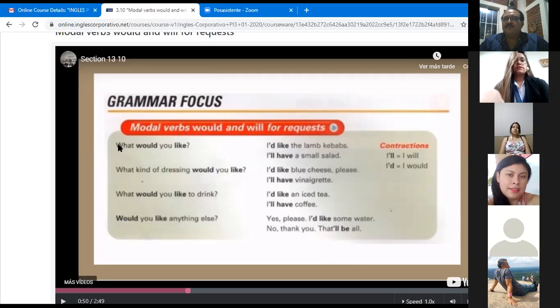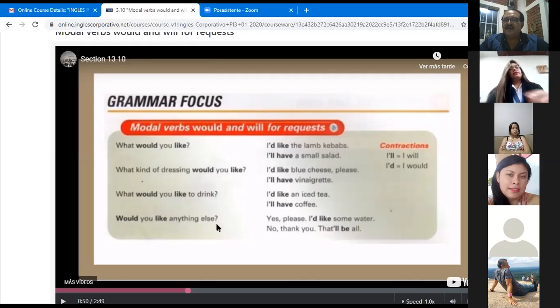Say, for example, what would you like? What kind of dressing would you like? Read word by word to practice, and after try to say it quickly, like a tongue twister, right? Got it? What would you like to drink? Would you like anything else?